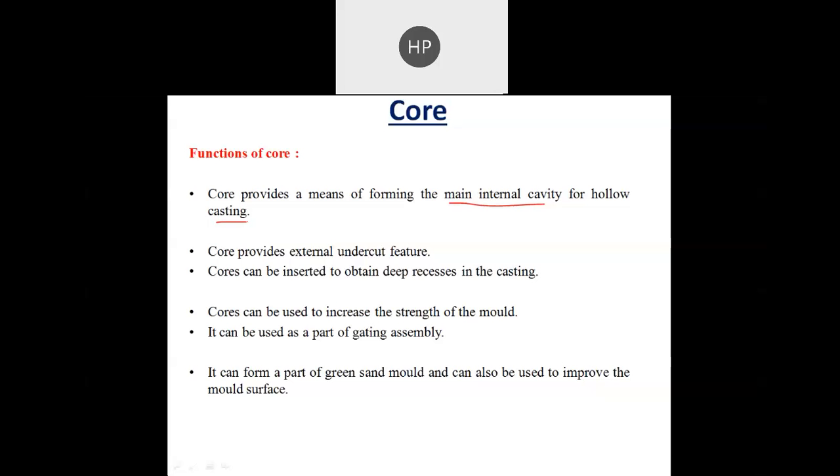Core provides external undercut feature. Okay, so that is also one function of the core. It will provide external undercut feature. Cores can be inserted to obtain deep recesses in the casting. So when we want to produce a deep recess in the casting, in that case we can use a core.